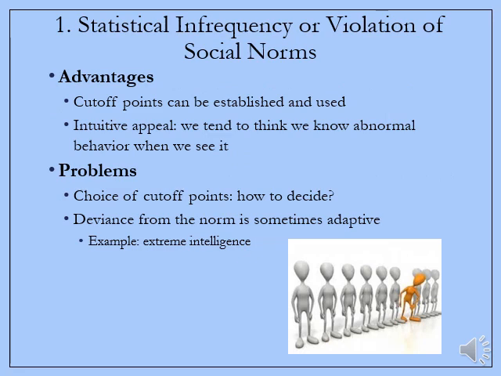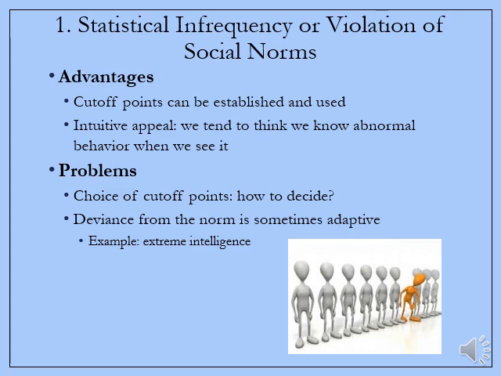Advantages of this definition: cutoff points can be easily established and used. A cutoff point for rare behavior could just be whatever falls in that shaded area. It also has an intuitive appeal. We tend to think we know abnormal behaviors when we see them. For example, if an individual is sitting at a bus stop talking to herself, we think that's relatively unusual. Maybe not so unusual depending on what part of town you're in, but because that behavior is relatively rare, we would consider it to be abnormal.